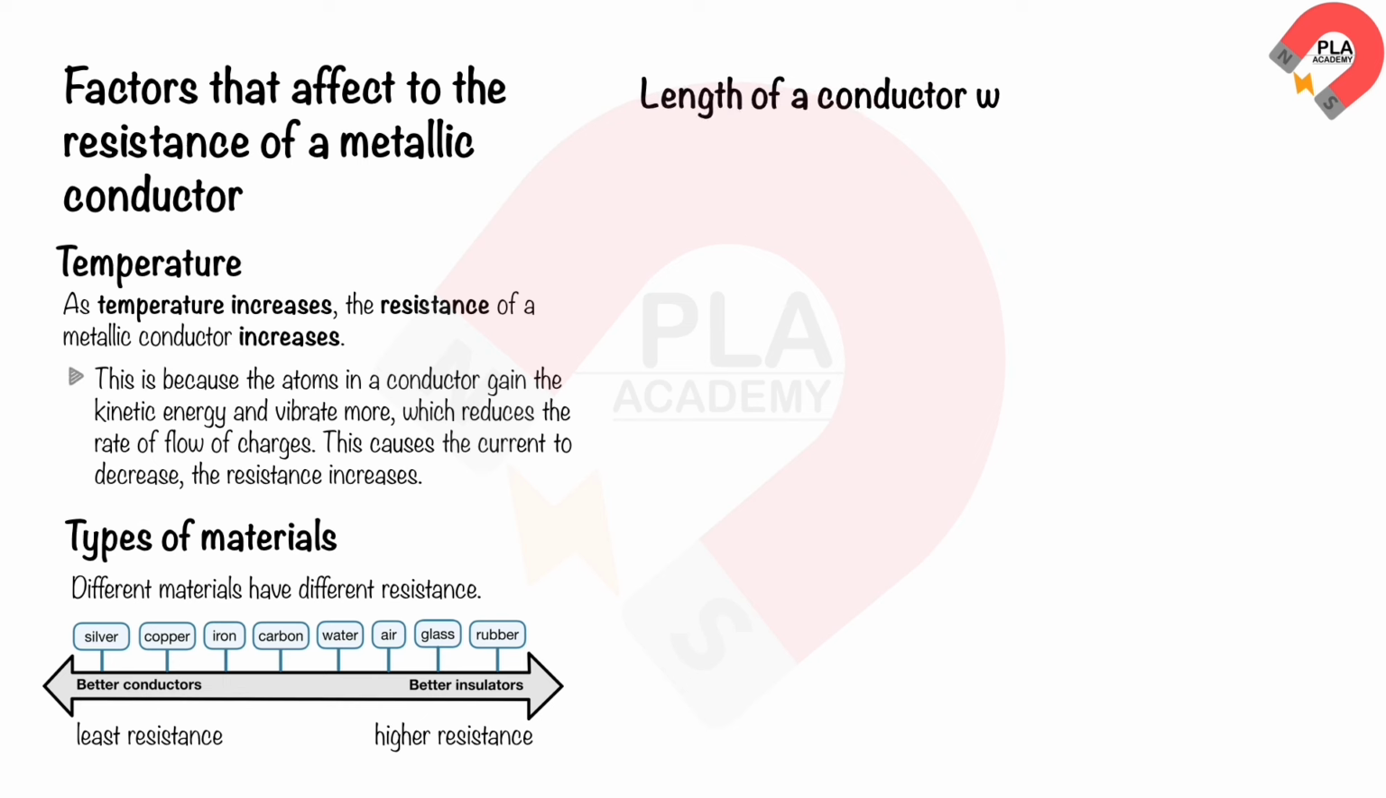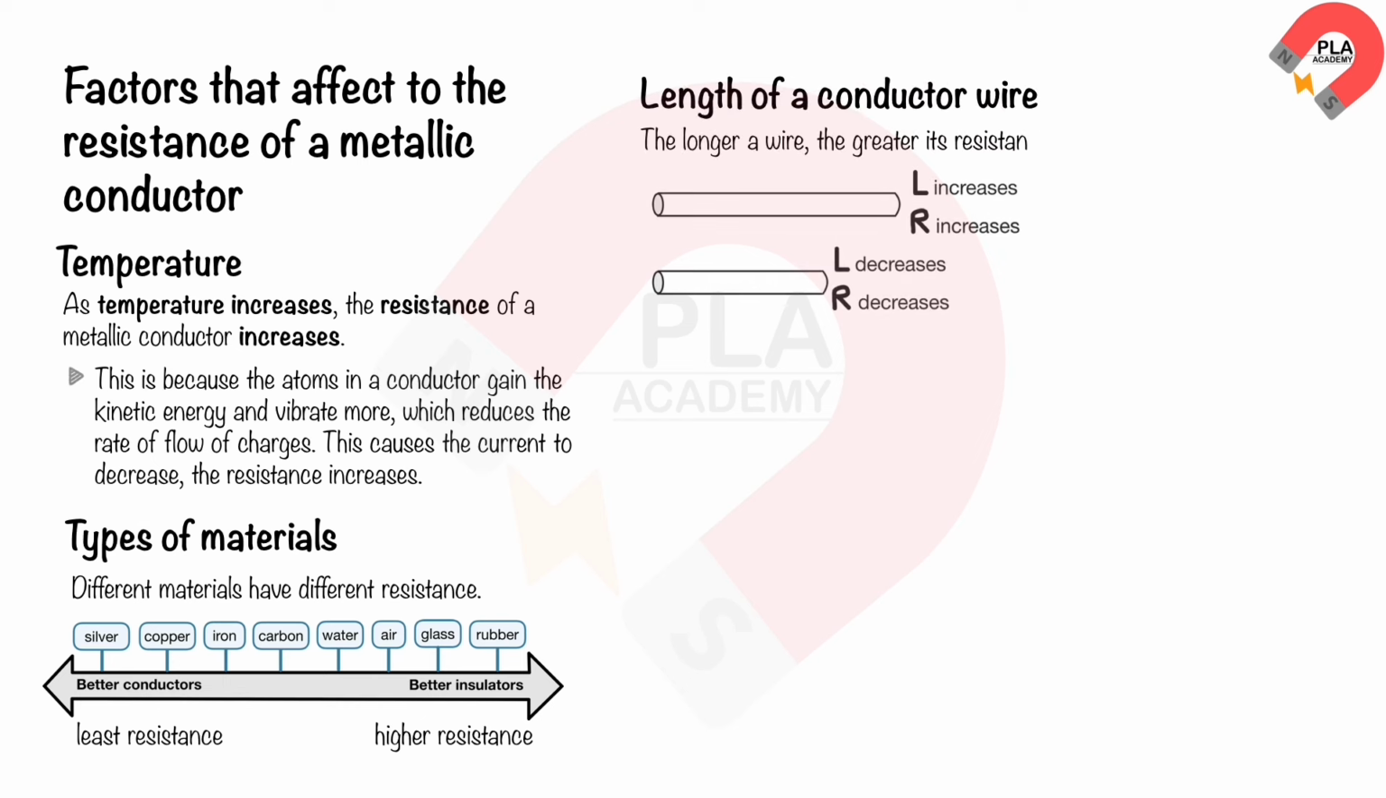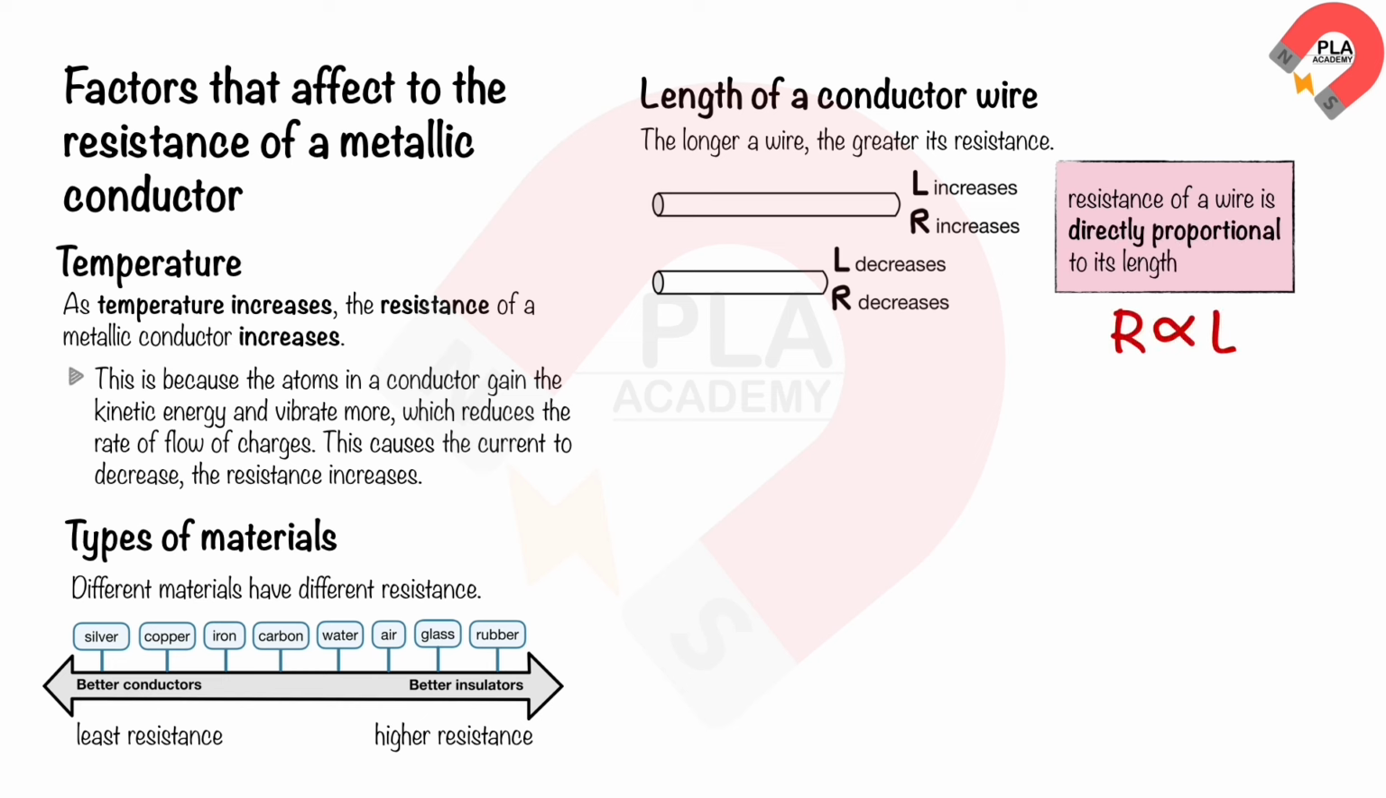Length of a conductor wire. The longer a wire conductor, the greater its resistance. This is because electrons have to collide with more ion atoms, decreasing the rate of flow of charges, and so there will be more resistance. So, the resistance of a wire is directly proportional to its length.